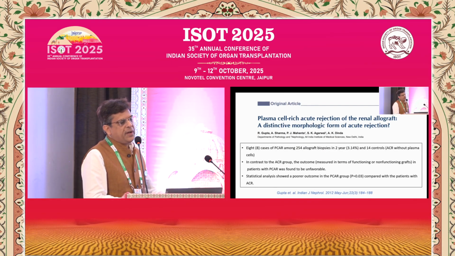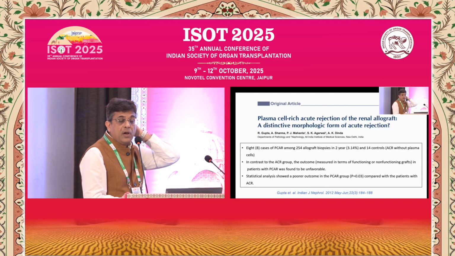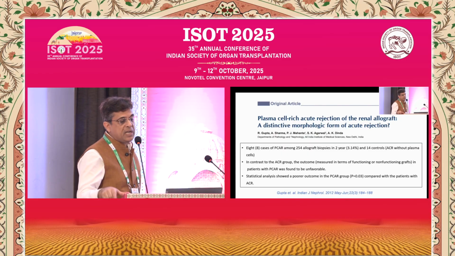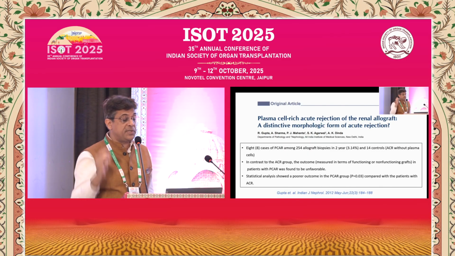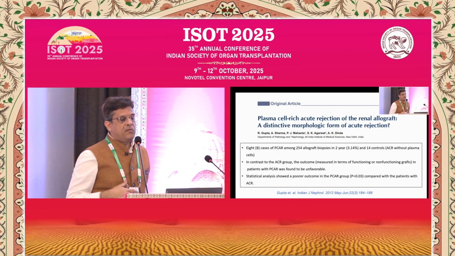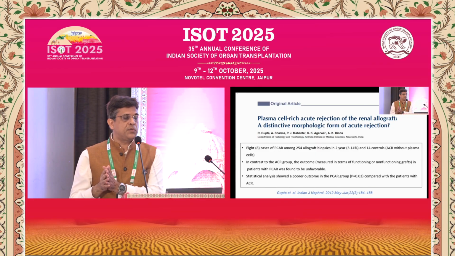So the literature kept on moving from there. This is one of our studies at All India. This was one of the first studies which actually described plasma cell rich rejection in the Indian subcontinent. We figured out 8 cases of plasma cell rich rejection, very similar to what was seen in the earlier studies. When we looked at the outcome of these patients, it was very poor.